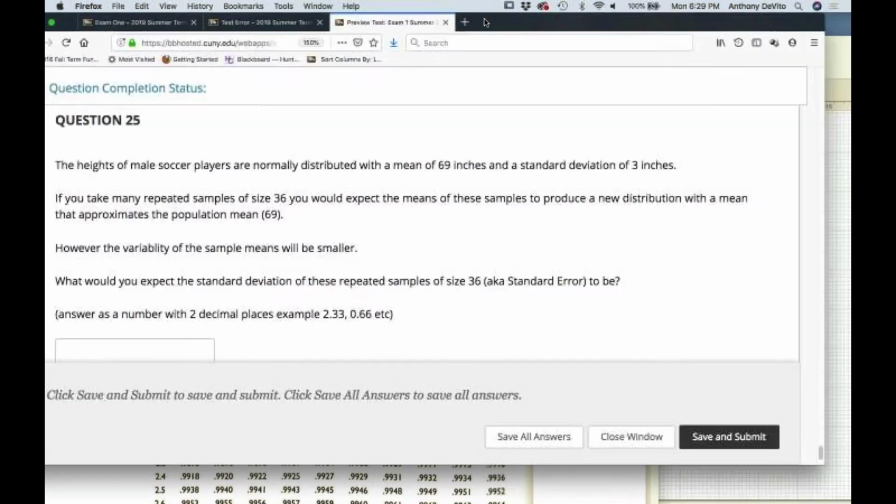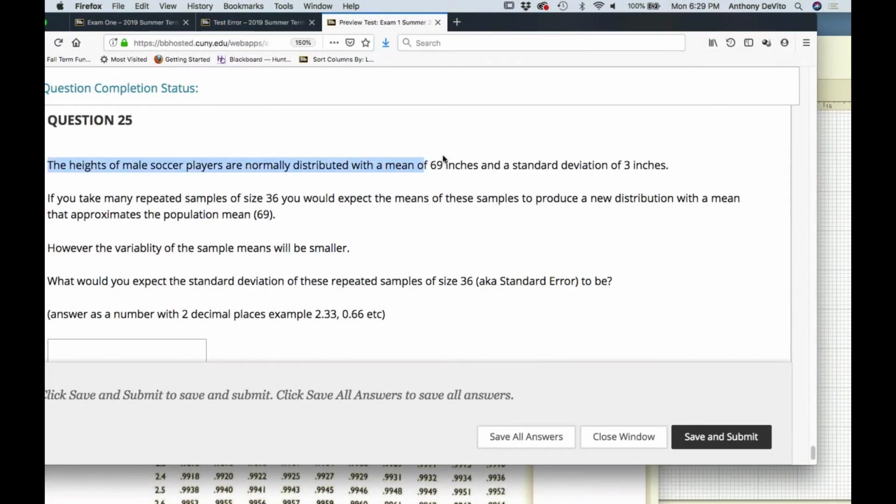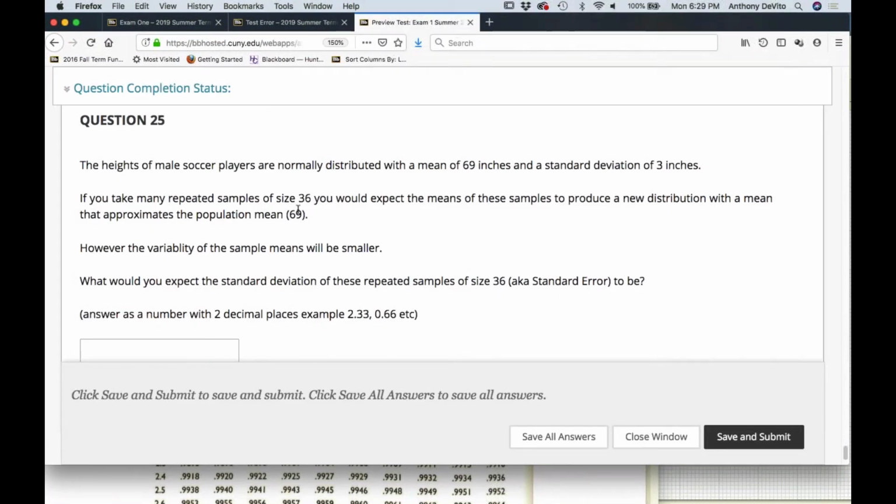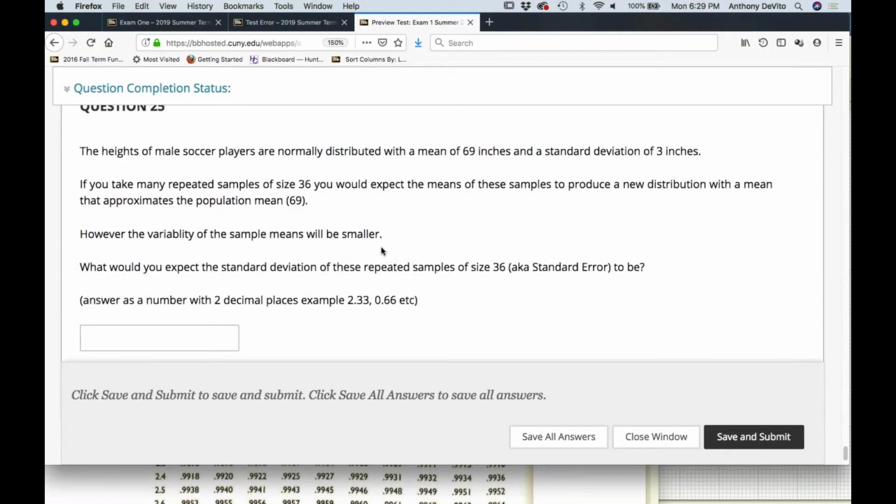In other words, the population mean is 69, okay? And so we would expect our sample means to average, if we did it repeatedly over and over again, a mean of 69 on the average. However, the variability is going to be lower.